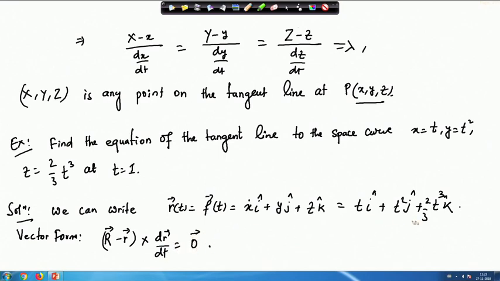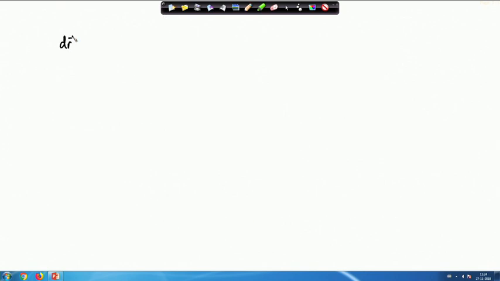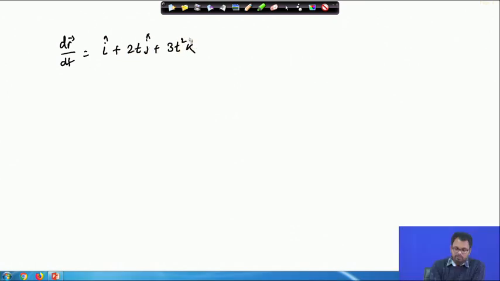So, first of all we need to calculate dr/dt. What is our dr/dt? If we calculate dr/dt, it will be i, because the derivative of t is 1, then 2t j and then 3t squared k. So, from here dr/dt at t equals 1 will be i plus 2j plus 3k, right.